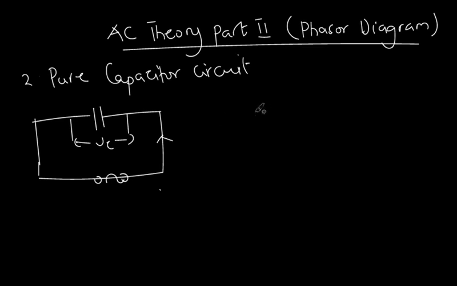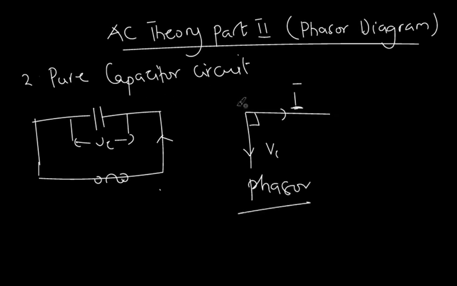So if this is our current, moving in this direction, it leads the voltage by an angle of 90 degrees. It means the voltage is coming down at an angle of 90, moving downwards in this case. So this is what the voltage will be, which is VC, the voltage across the capacitor, and this is our current, I, in this example. This is how the phasor diagram of a pure capacitor circuit looks.